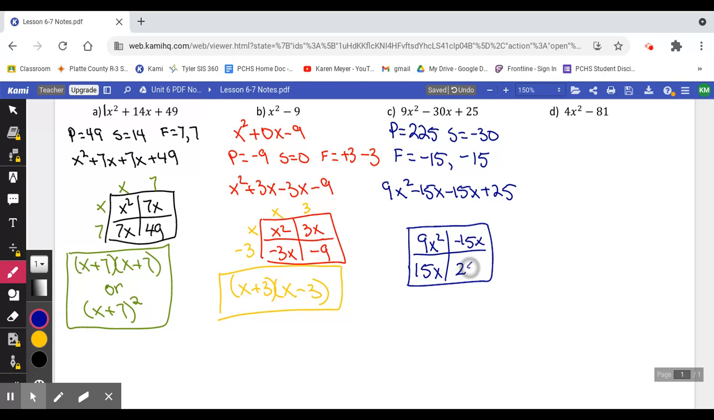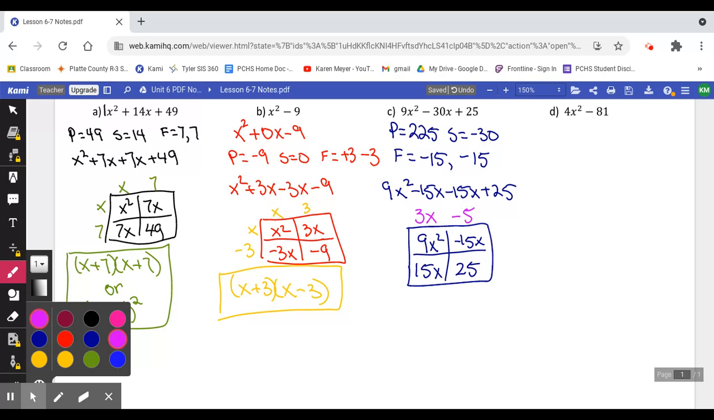And then we're going to have to take out a GCF. Up and down, 9 and 15 are both divisible by 3, and they each have an x. Oh, can't start with a negative, so we're going to take out a negative. And then 15 and 25 are both divisible by 5. Sideways, 9 and 15 are divisible by 3, and they each have an x. And then 15 and 25 is divisible by 5. So you got 3x minus 5 and 3x plus 5.